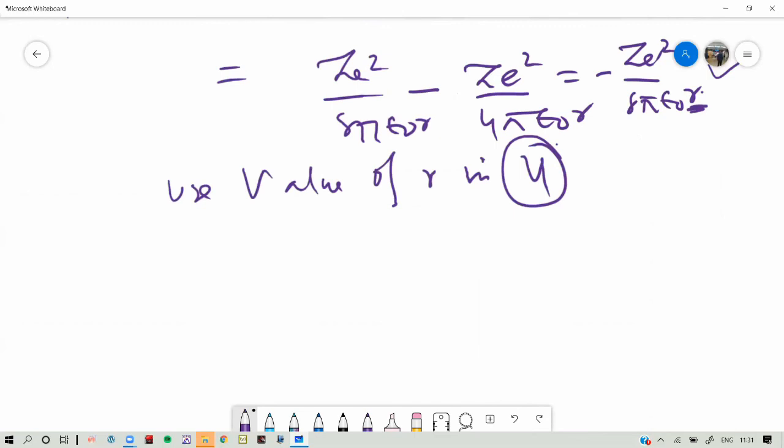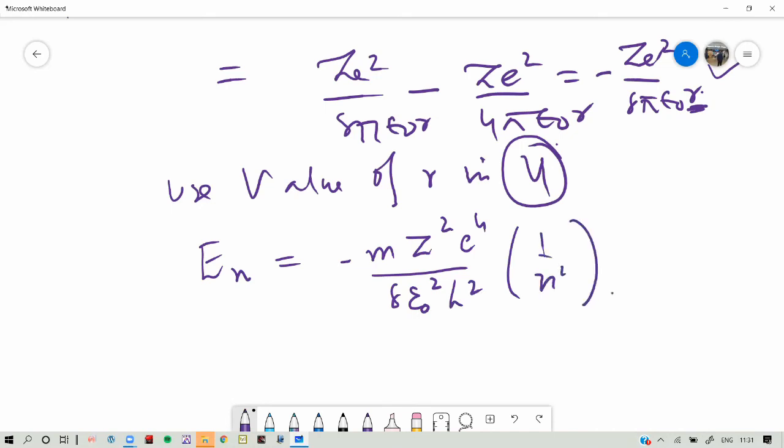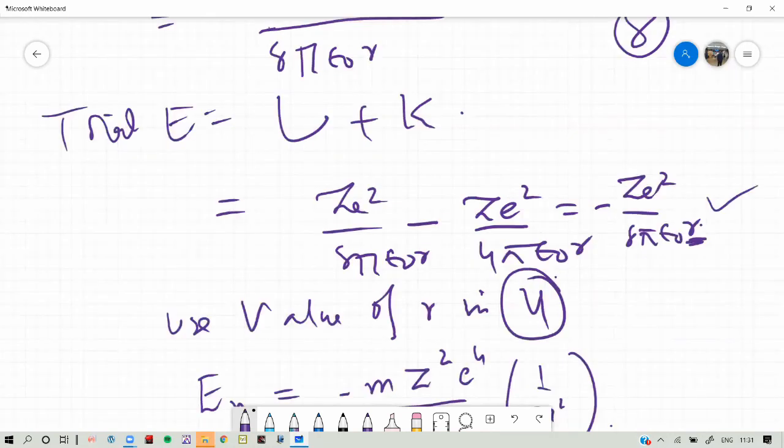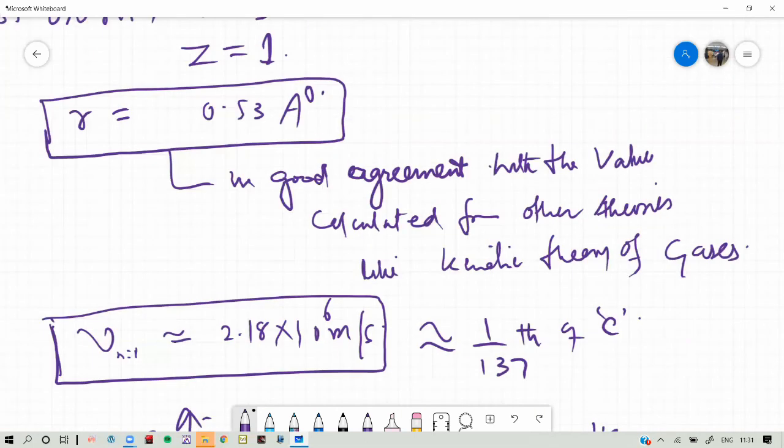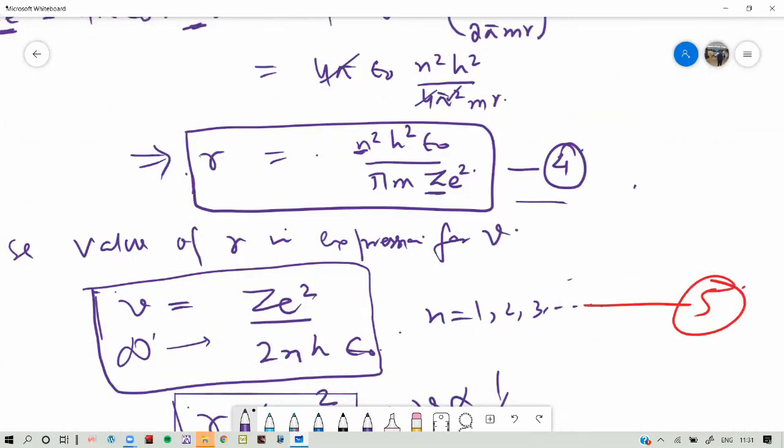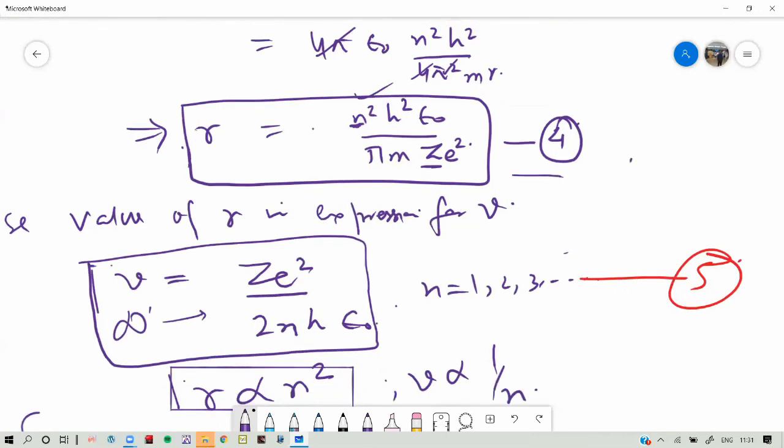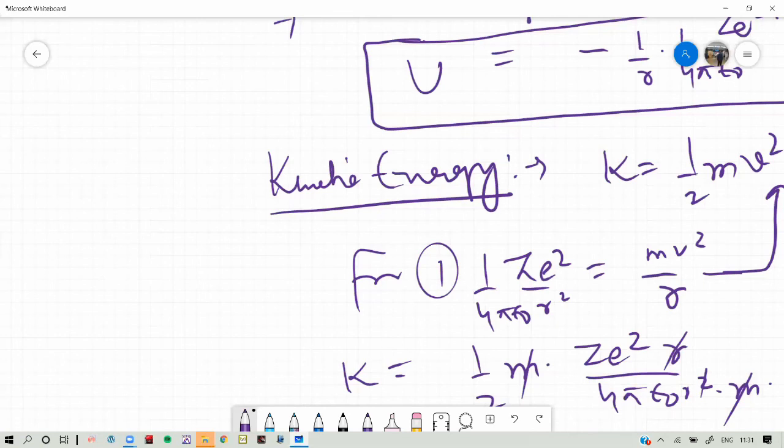Using the value of r from equation 4, we find that the total energy of the nth orbit is equal to minus Z squared m e to the fourth over 8 epsilon naught squared h squared, times 1 by n squared. The r we have calculated above, I have put its value here, equation 4. Here we have n. You have to use this value in the total energy equation, and you will find the energy for the nth orbit.